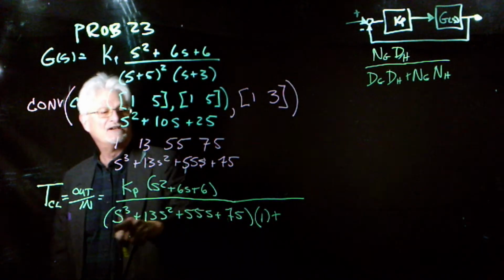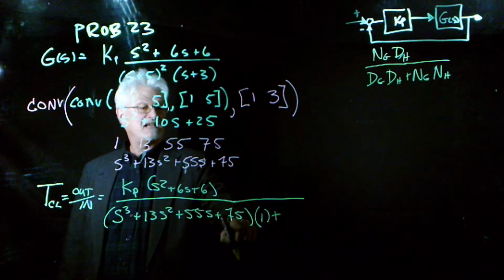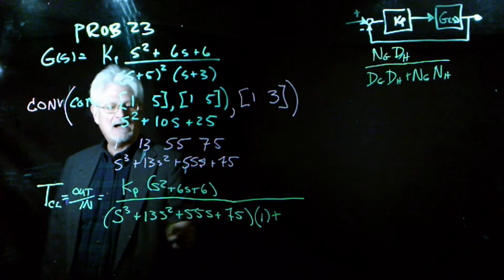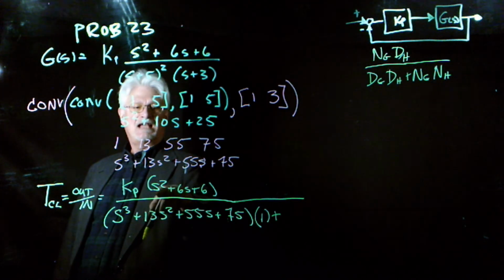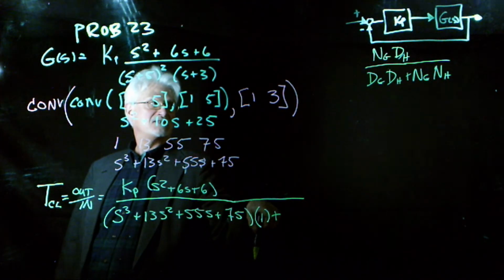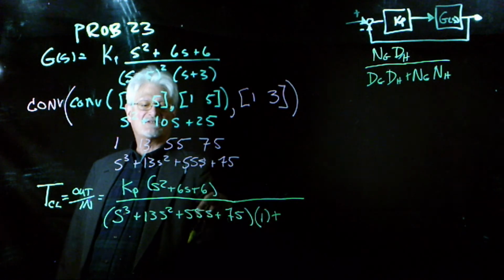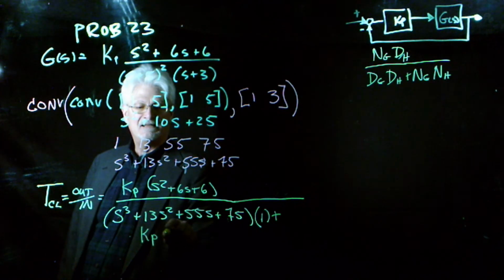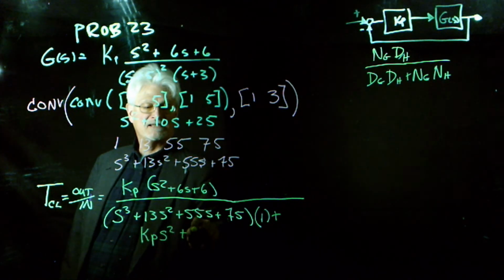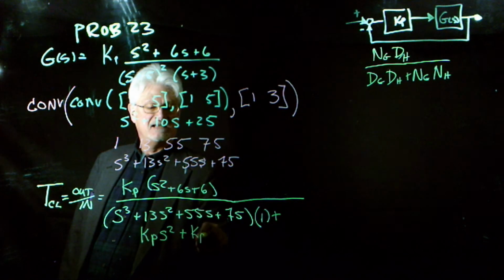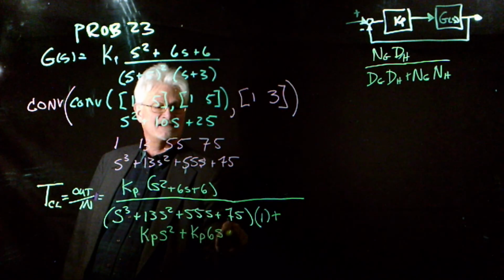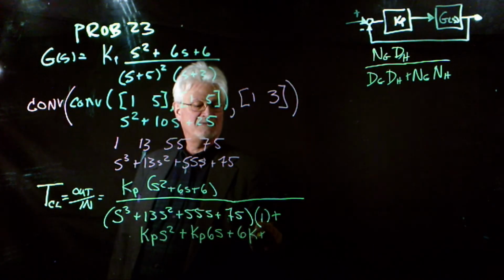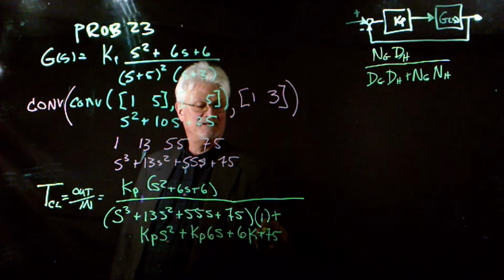So here is the denominator of G times the denominator of H. Okay, so now I'm going to do the numerator of G times the numerator of H. The numerator of H is just 1, so this is really just the numerator of G. So this is going to be KP S squared plus KP times 6S plus 6 KP times 75, right?